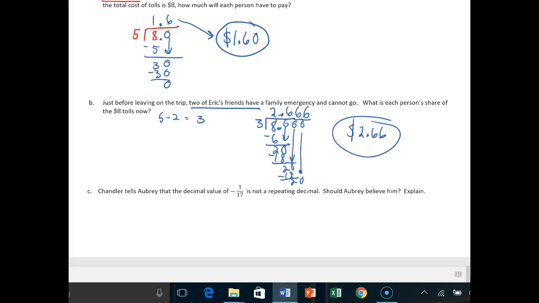Chandler tells Aubrey the decimal value of 1/17 is not a repeating one. Should he believe him? You could figure this out by division, but right now I just want you to skip that one. You have 1 BuzzMath level to do today. Please make sure you finish the front side of these notes first, and then go to the BuzzMath level.